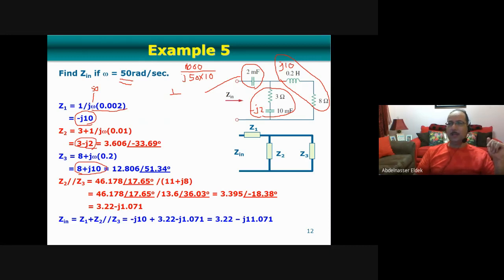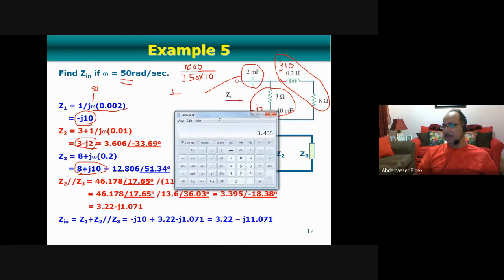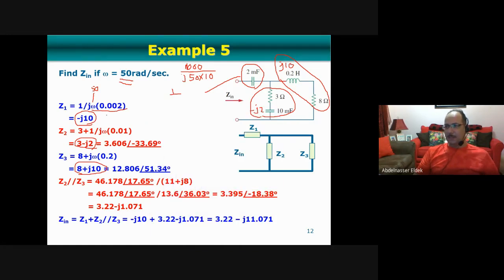So here 3 and minus j2, you can convert it as square root of 3 square plus 2 square, and the square root will be 3.606. And the phase will be negative 33.69. If you want to prove this, so first this Z1 is nothing but 10 and negative 90 degrees. You can leave it like this.